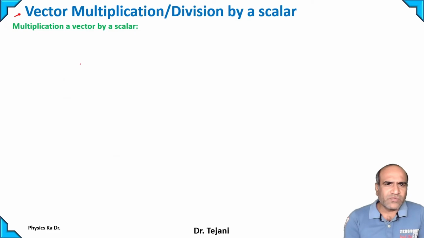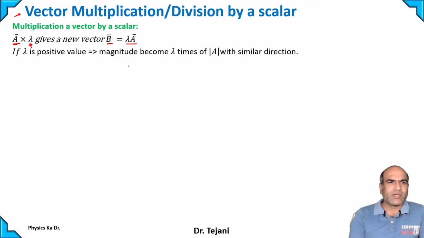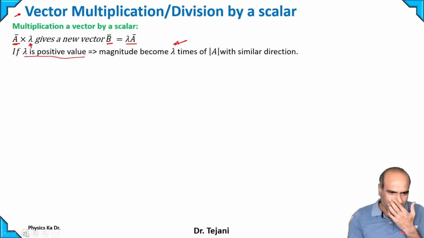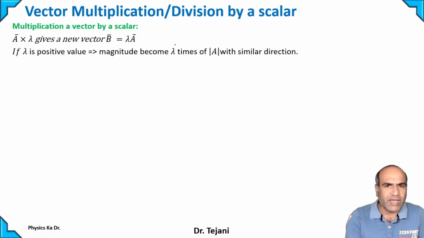So next is vector multiplication or division by a scalar. Multiplication of a vector by a scalar quantity, say for example, a bar is multiplied by some lambda, which is just a scalar. It gives me another vector, b bar is equal to lambda times a bar. This is very simple. If lambda is a positive value, it just affects the magnitude, nothing else. A scalar just affects the magnitude.